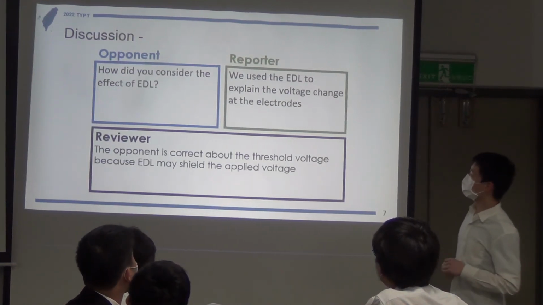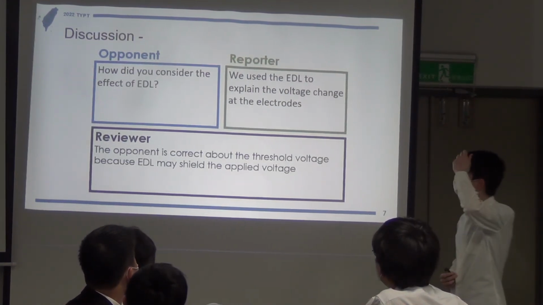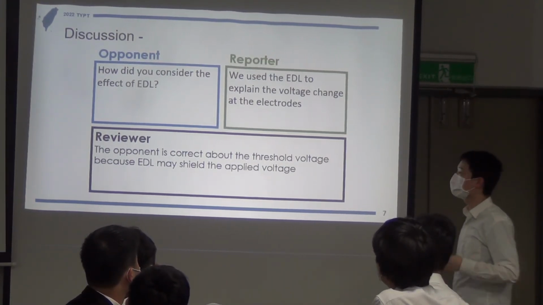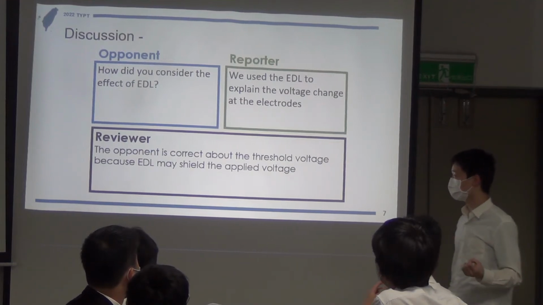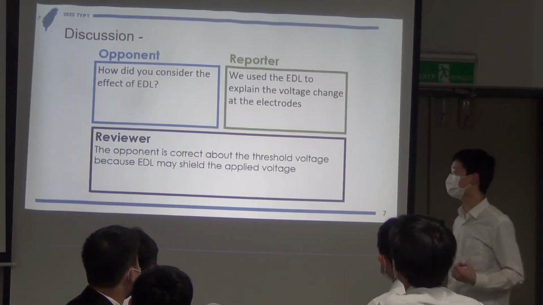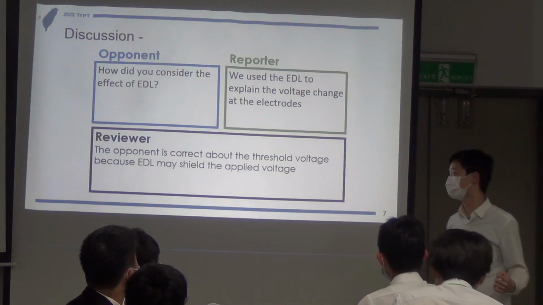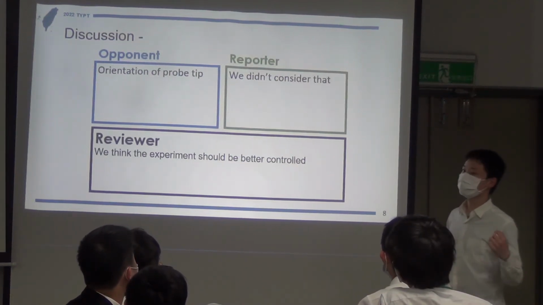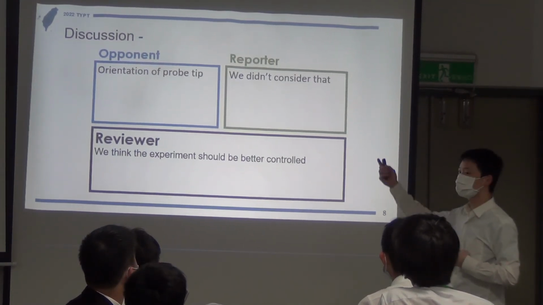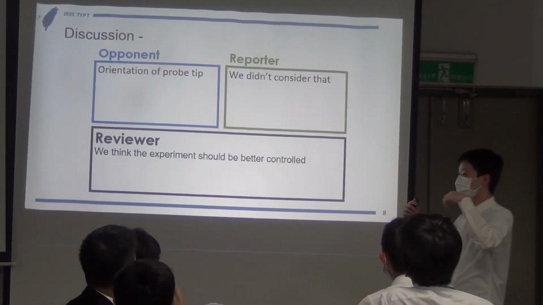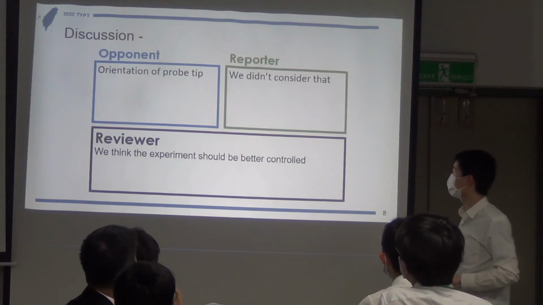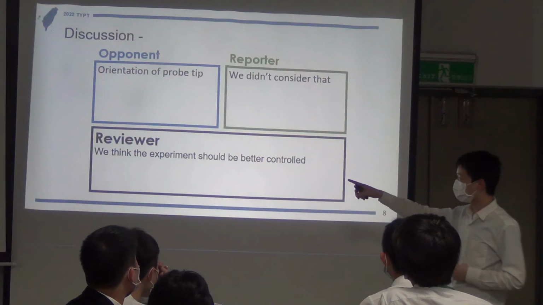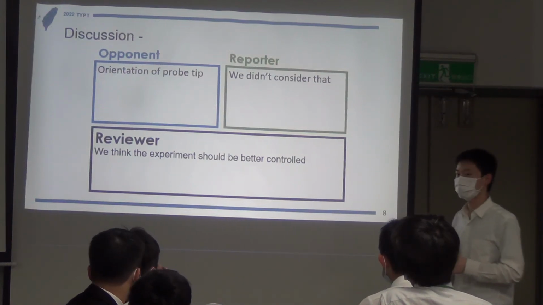Then they discussed the effect of EDL. The reporter said that they used EDL to explain the voltage changes at the electrode. The reviewer thinks the opponent is correct about the threshold voltage because EDL may shield the applied voltage. Next, they discussed the orientation of the probe. The reporter said they didn't consider this since they put only a little bit of their probe inside the water. And the reviewer thinks that the experiment can be better controlled.